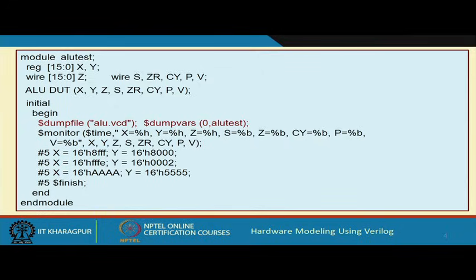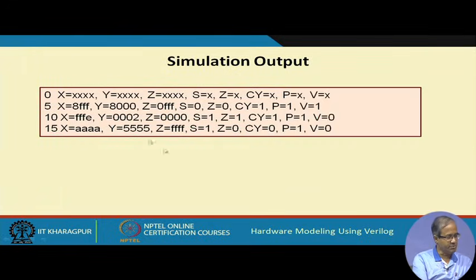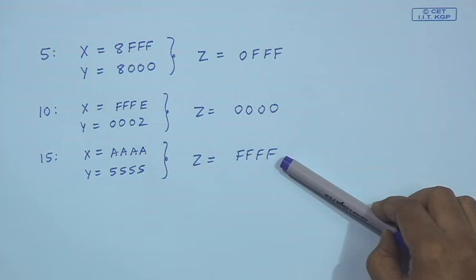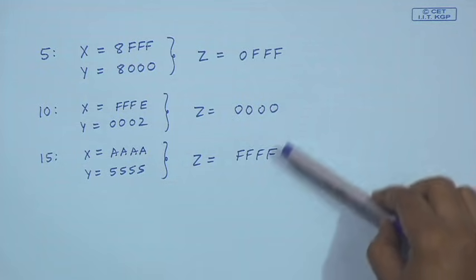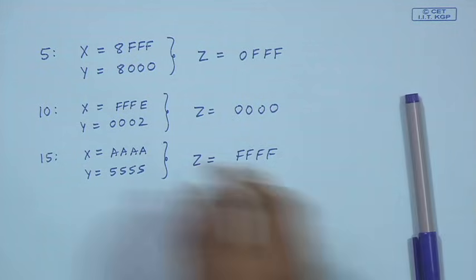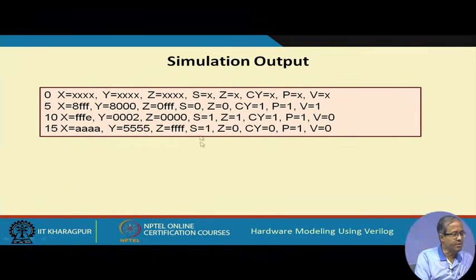Let us see. If you just simulate, the simulation output is showing this. At time 5, 0FFF, 0000, FFFF. So, this is exactly what we got here, 0FFF, 0000, FFFF, and in all the cases you can verify the sign, 0FFF, the sign is positive, 0 0 this is also.